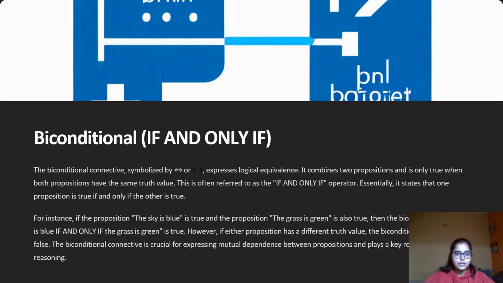For instance, if the proposition the sky is blue is true and the proposition the grass is green is also true, then the biconditional statement, the sky is blue if and only if the grass is green, is true. However, if either proposition has a different truth value, then the biconditional will be false. The biconditional connective is crucial for expressing mutual dependence between propositions and plays a key role in reasoning.